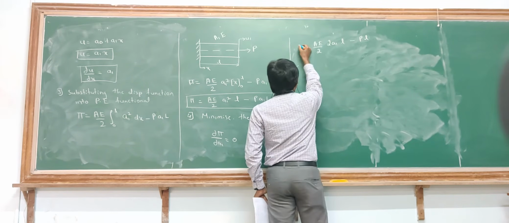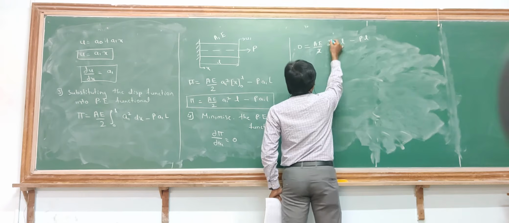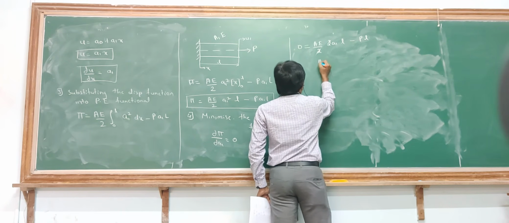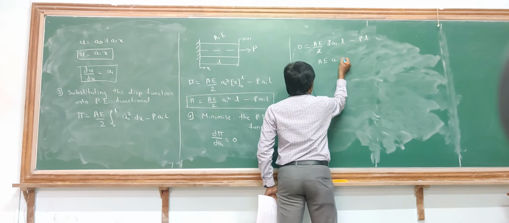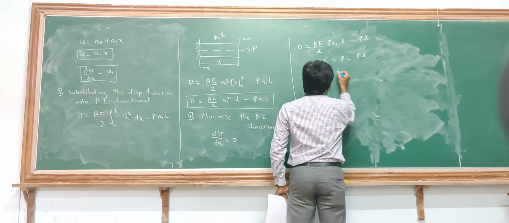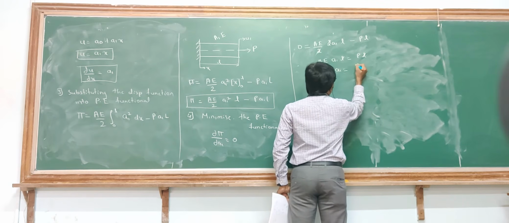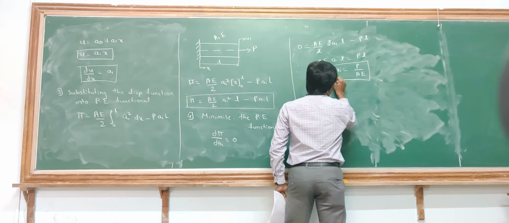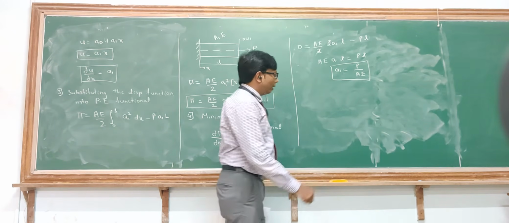So if I do that, I should be equating it to 0. The 2 gets cancelled. So it becomes AE A1 L should be equal to PL. So L gets cancelled here. So A1 is nothing but P by AE.